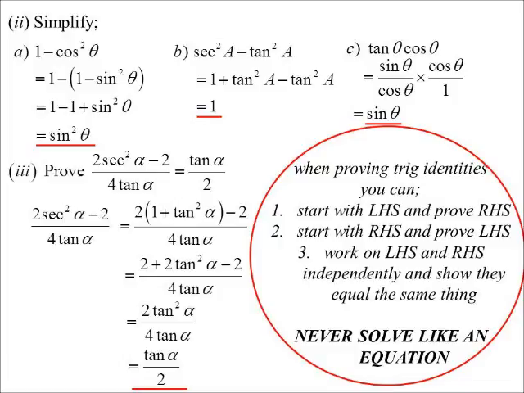So start with the left-hand side, prove the right-hand side. Start with the right-hand side, prove the left-hand side, or work on each piece independently and show they're the same thing. But never, ever, ever do it like an equation, because that would be implying you're trying to find alpha. And because it's an identity, well, it's true for all values of alpha.